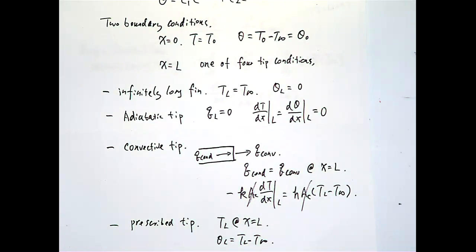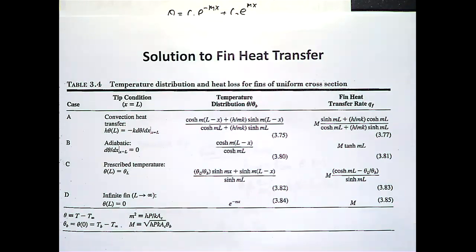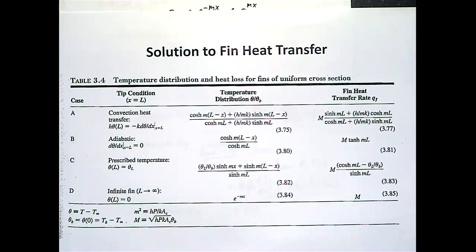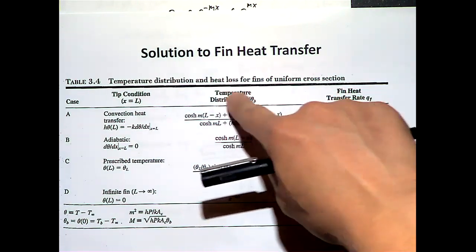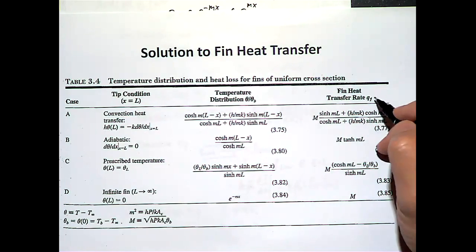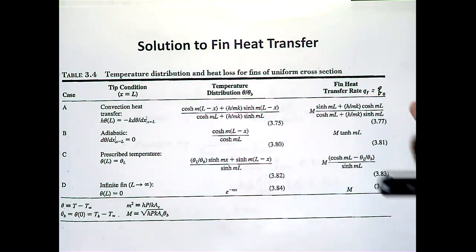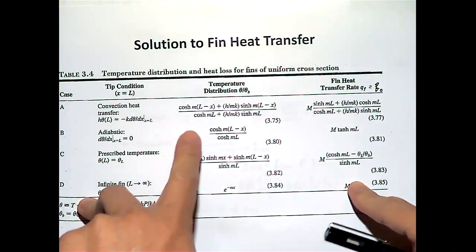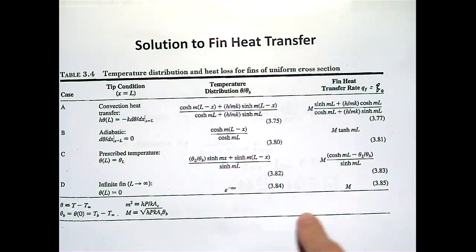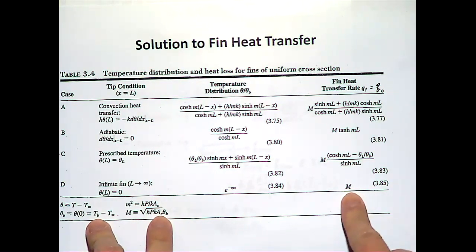And the solution has already been worked out, and I don't need to derive or repeat it. It's shown in this table, which is included in the lecture notes. Consider again the infinitely long case, then you have the solution, which is the temperature distribution and the fin heat transfer. This one is Qf, which equals Q0 in our notation. So this is the total amount of heat leaving the base of the fin. So the solutions are already tabulated for the different tip conditions. Here, m is the same m that we defined, and the capital letter M is another term.